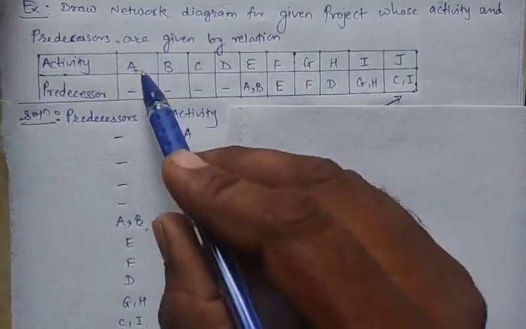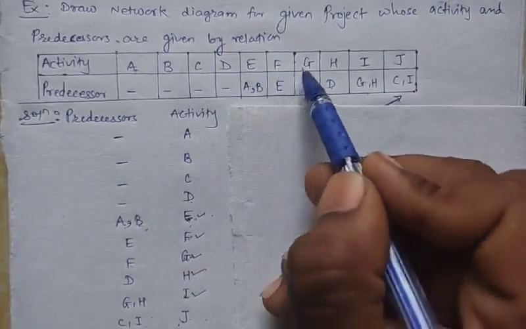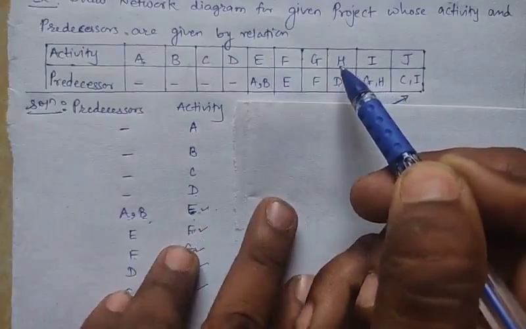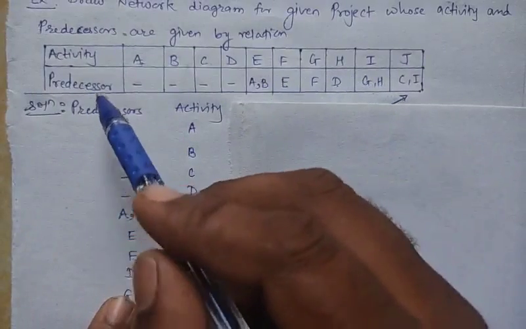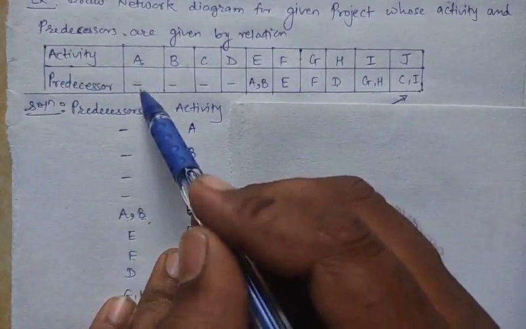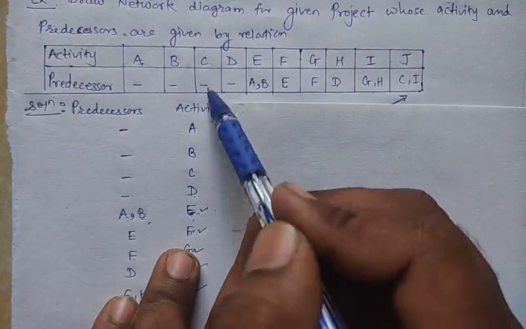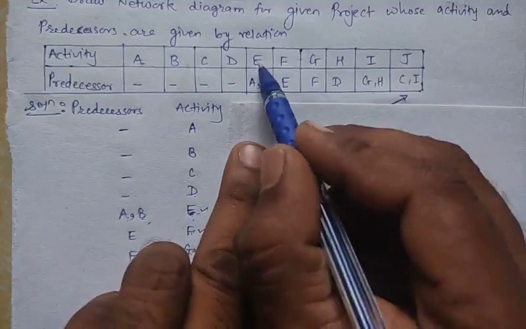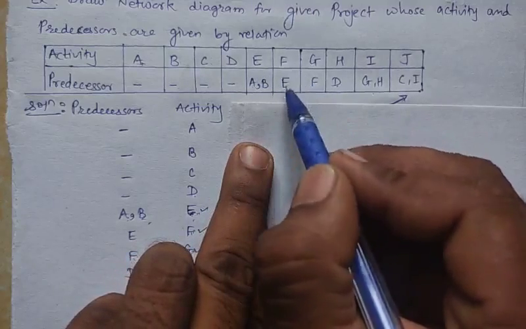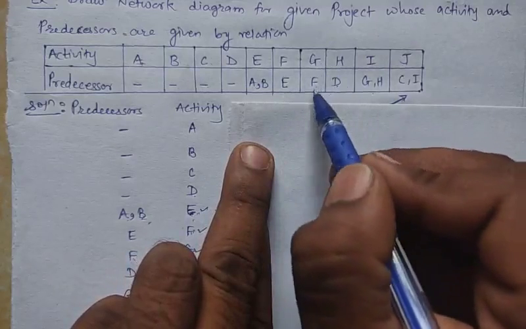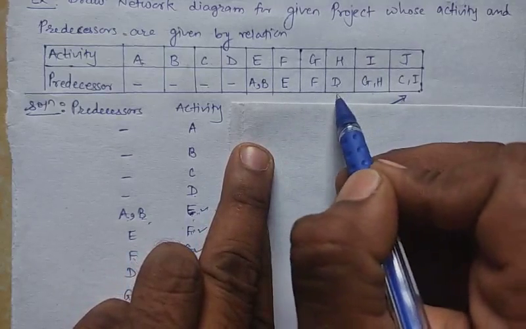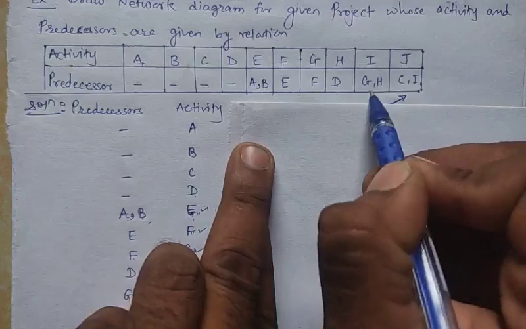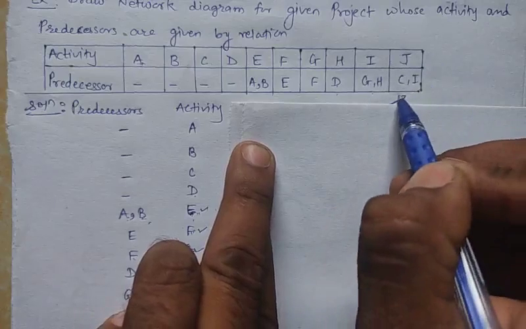So there are activities A, B, C, D, E, F, G, H, I and J, and whose predecessors are: A has no predecessor, B has no predecessor, C has no predecessor and D also has no predecessor. E has predecessors A, B, F has predecessor E, G has predecessor F, H has predecessor D, I has predecessors G, H and J has predecessors C, I.